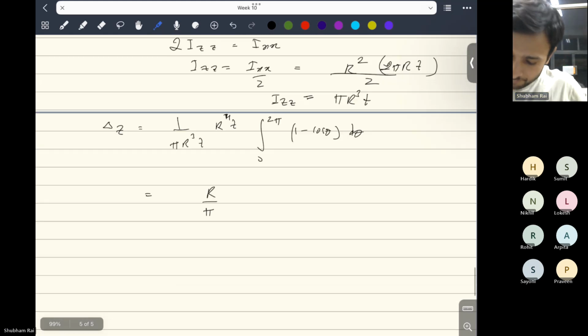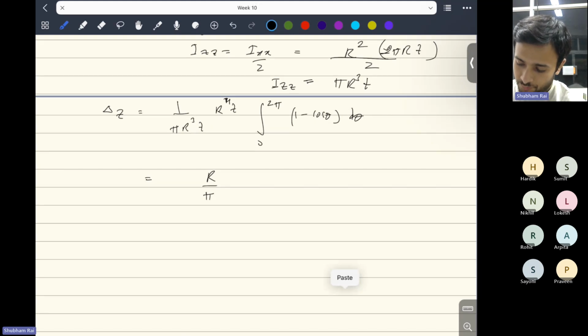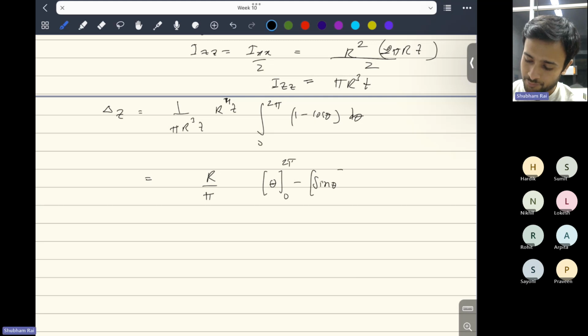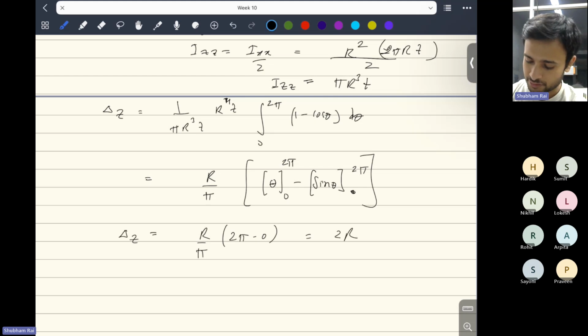Anyway, so this will be r by pi, and if you integrate, the integration of one will be theta, and the integration of cosine will be sine, and both are going from 0 to 2 pi. Sine going from 0 to 2 pi will be 0, because if you see a sine curve, that will be a whole curve, so positive area will be equal to negative area, so that will be 0. And this will be 2 pi minus 0. So essentially you're getting 2r. So your delta z is at a distance of 2r.